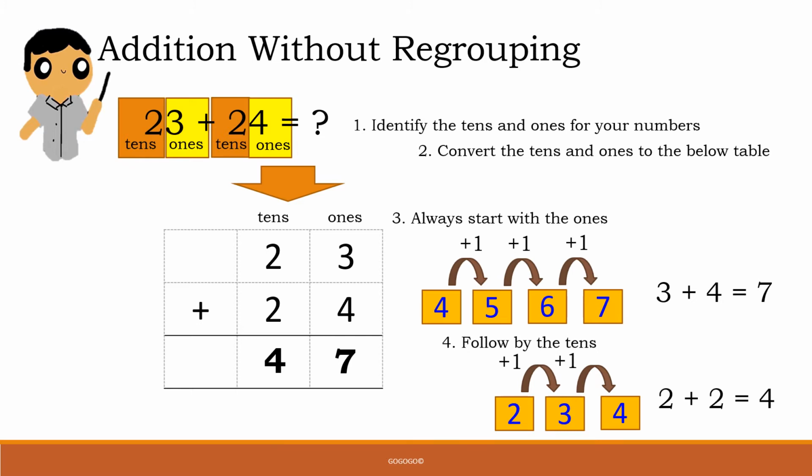Remember, always identify the tens and ones first, and put them into the table as shown. Thereafter, proceed with counting for the ones, and subsequently for the tens. Once you have performed the counting for the ones and tens, you will obtain the answer. In this case, you will get 47 as the answer.